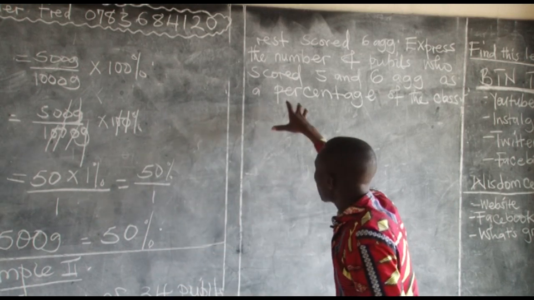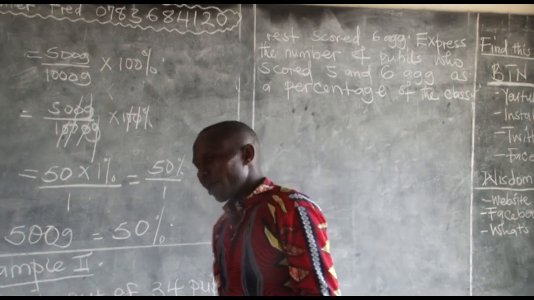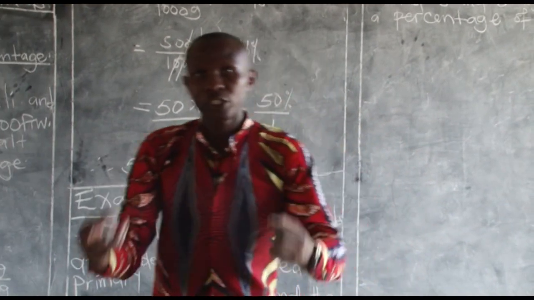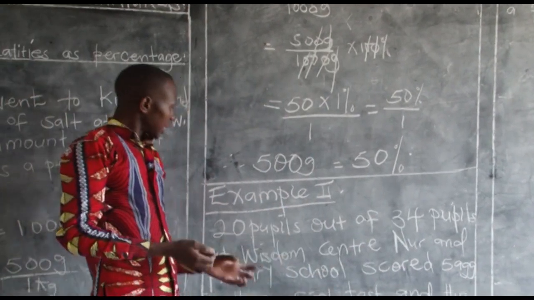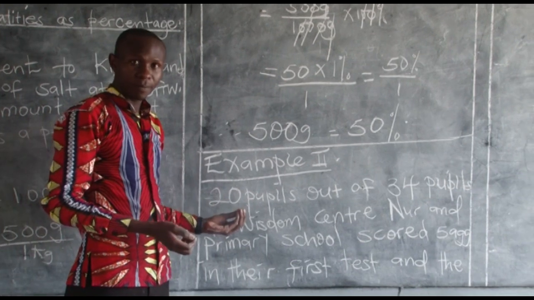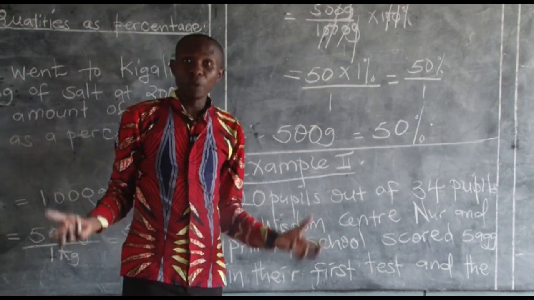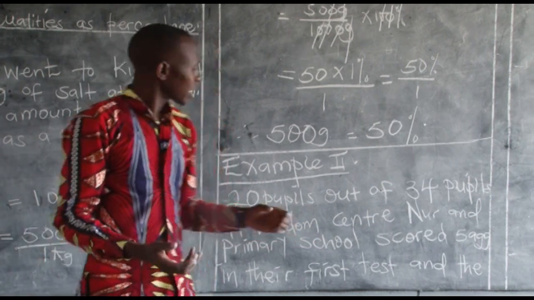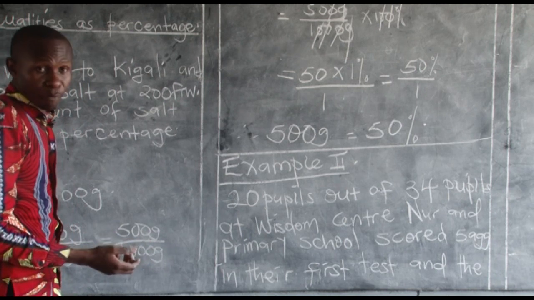As they want us to express this number of pupils as a percentage, we have to put this in consideration. Check the units. When you look at this, our units here, they are talking about people. So with the units of people, we don't change people. There is no way we shall bring in kilograms like the way we brought at first.